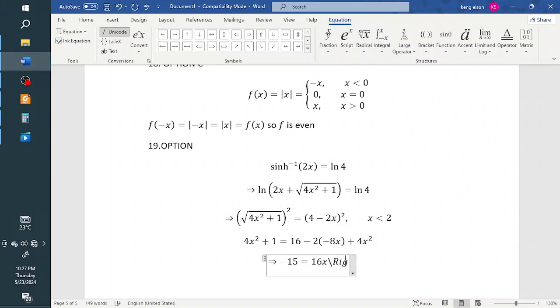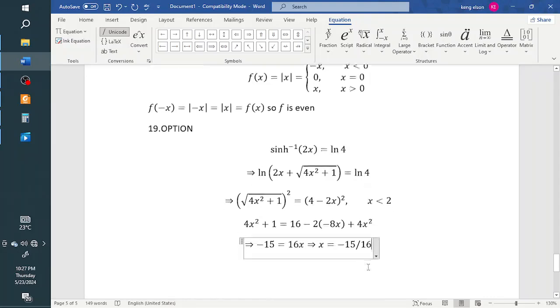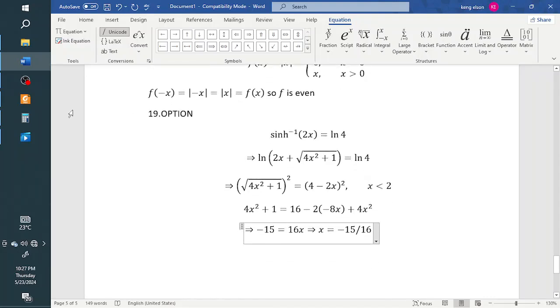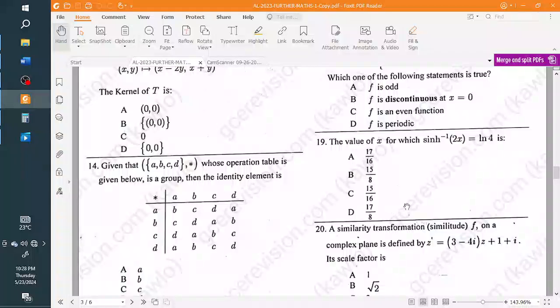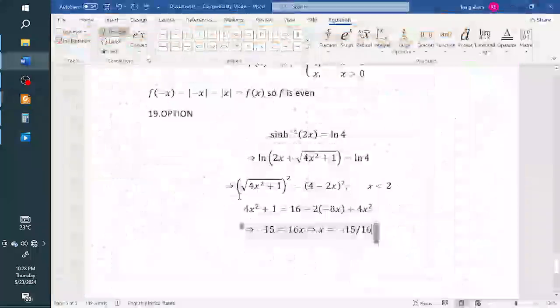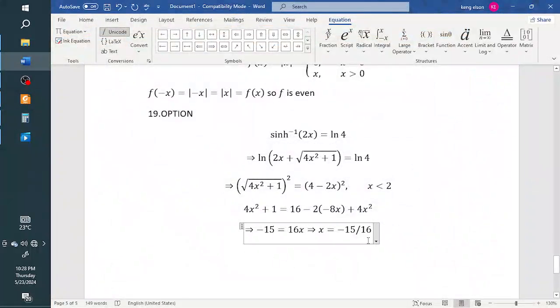So what is the value of x? X is equal to negative 15 divided by 16. It's so weird. Anyways, let's check the responses. Did we make a mistake? No, the negative sign is also supposed to be there.